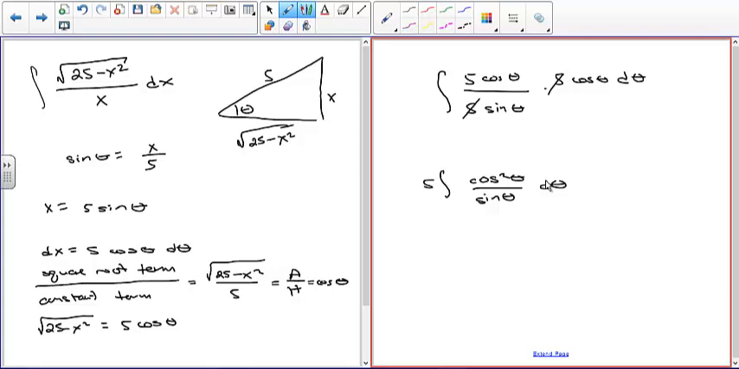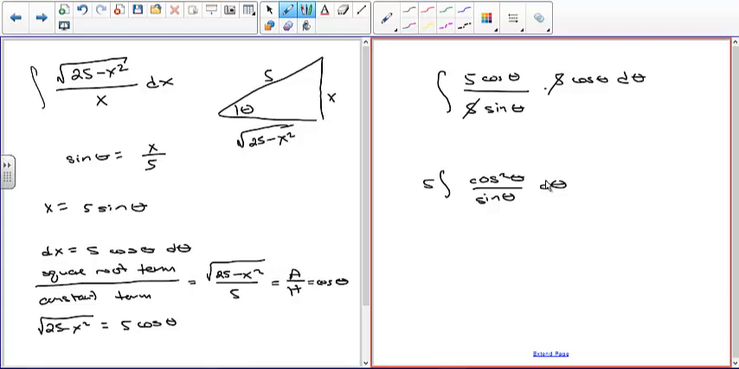Out of the triangle, you say, okay, the square root term is the adjacent side. The constant side is the hypotenuse. That's the cosine of theta. So the cosine of theta equals that. And to solve for the thing I'm trying to substitute for, I multiply both sides by 5. So I have those 3 substitutions now. So for x, I put in 5 sine theta, which is the denominator. The numerator is 5 cosine theta, and dx is 5 cosine theta d theta. So I get to that point.